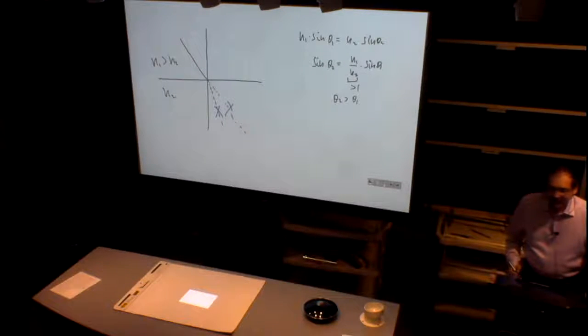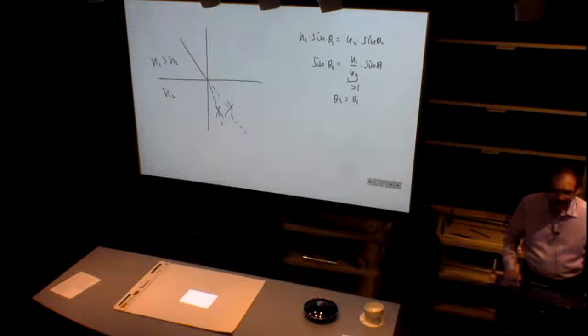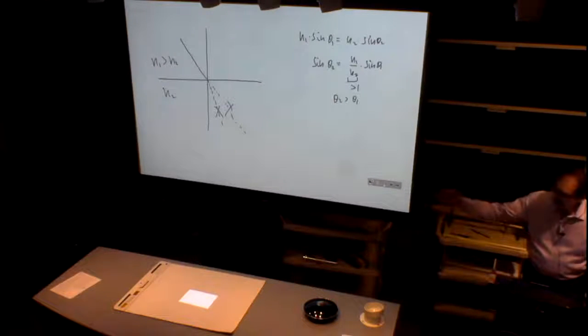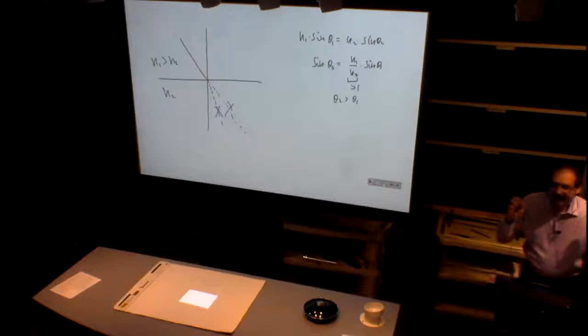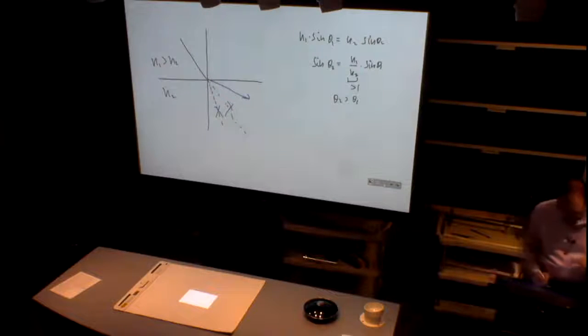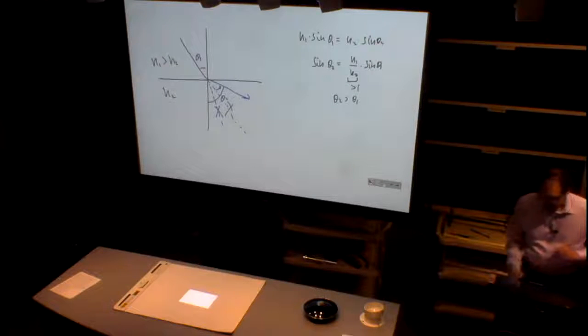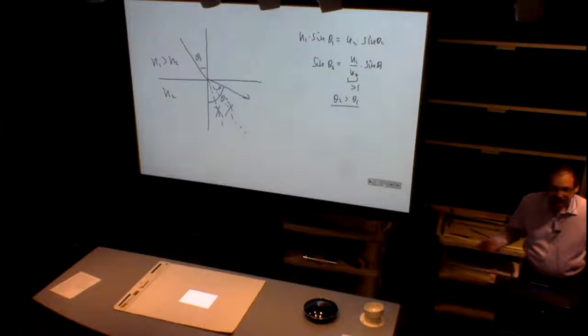This type of bending would indicate the air-water situation. Like we saw in this situation, the ray bends toward the normal. But this is the water-air situation. The ray should bend away from the normal. That's how it bends. So this is theta 1, the angle of incidence. This is theta 2, the angle of refraction. It has to be greater.